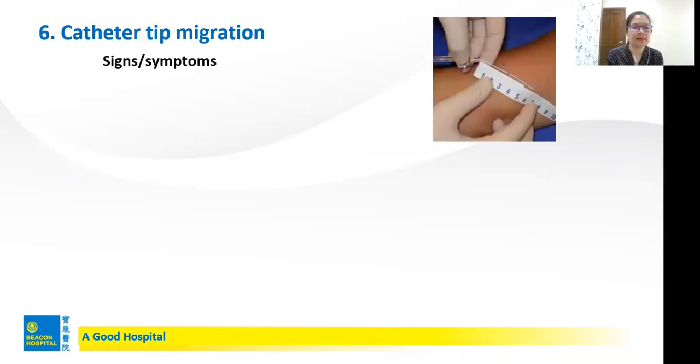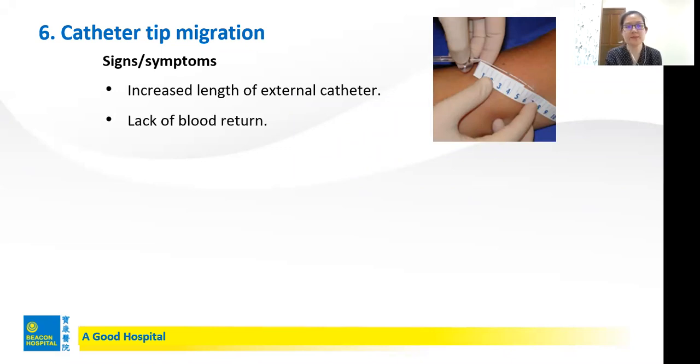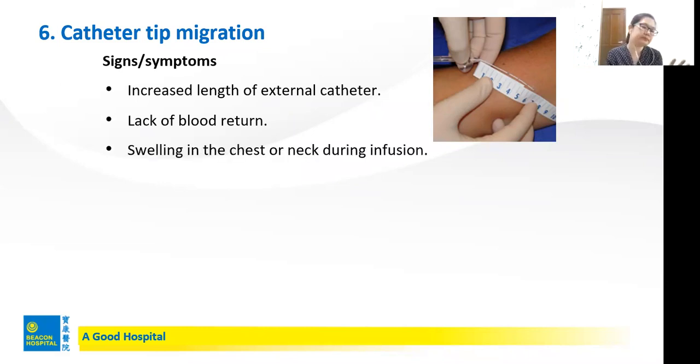Number 6, catheter tip migration. Okay, this commonly happens to PICC. And what you can observe, the signs and symptoms, are an increased length of the external catheter, getting longer and longer each time you access, and lack of blood return, because you can imagine the tip is getting further and further from the central vein.